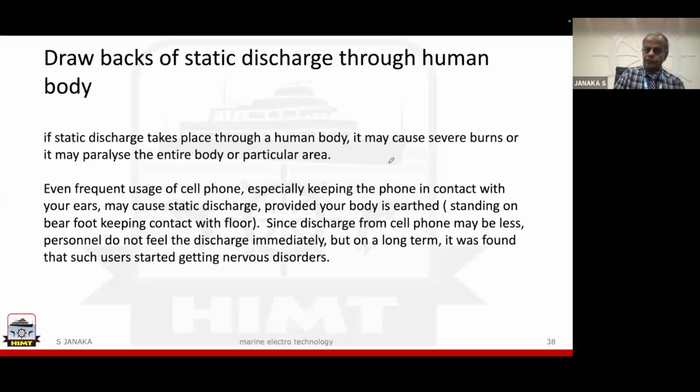Sometimes the static discharge taking place in the body can cause paralysis or severe burns, some damage to the complete nervous system, etc. The frequent usage of cell phone, especially keeping the phone in contact with your ears, may cause static discharge, because the majority of the time we Indians normally walk barefoot at home and all. Our body is getting always grounded.